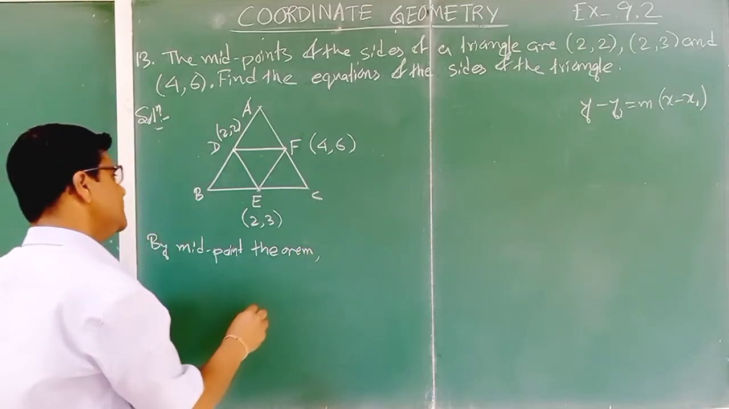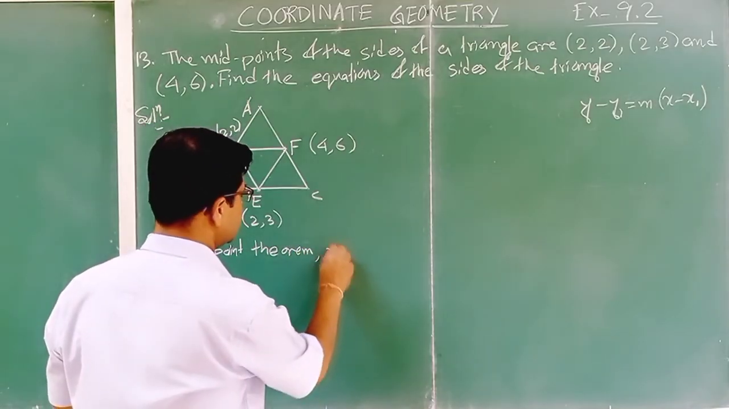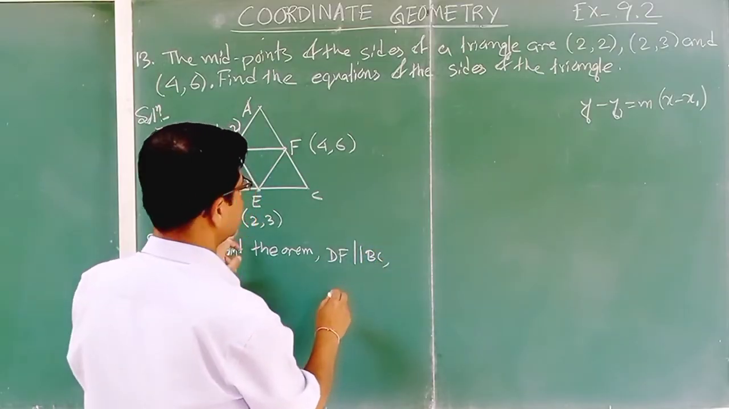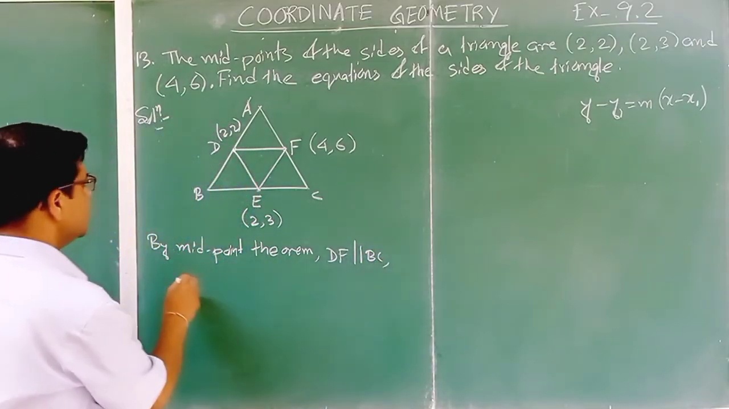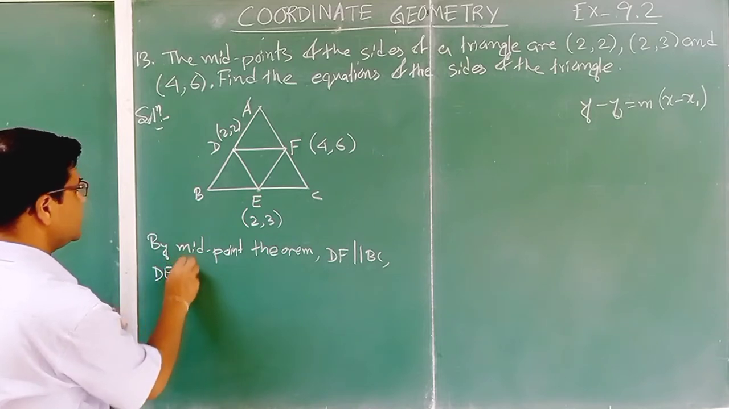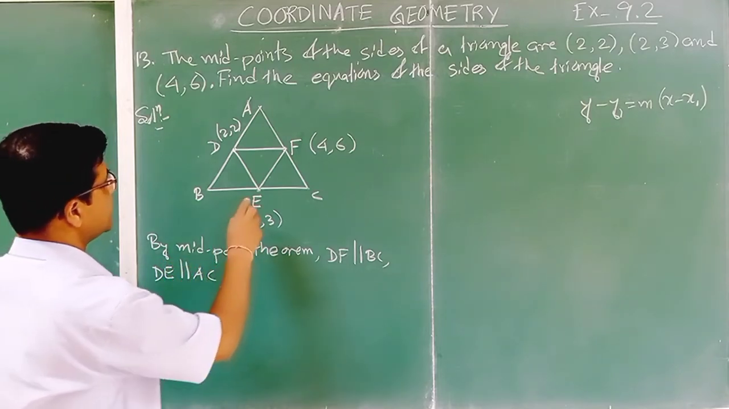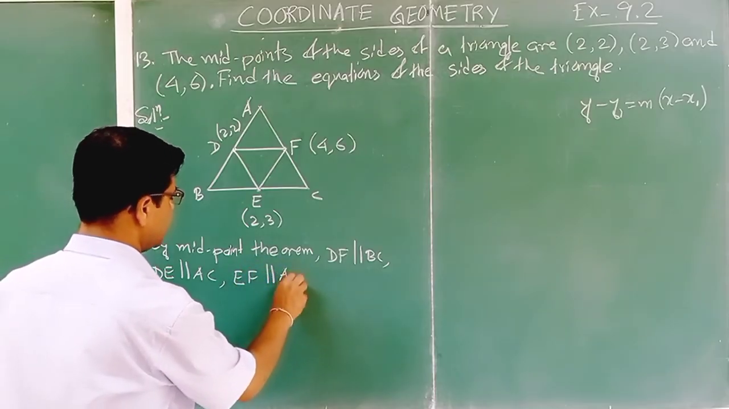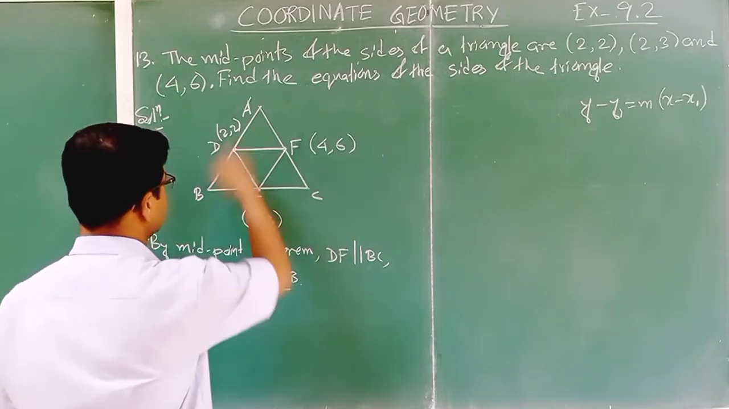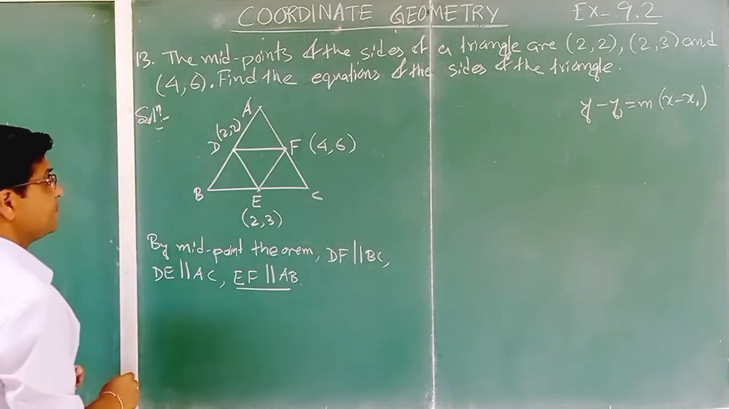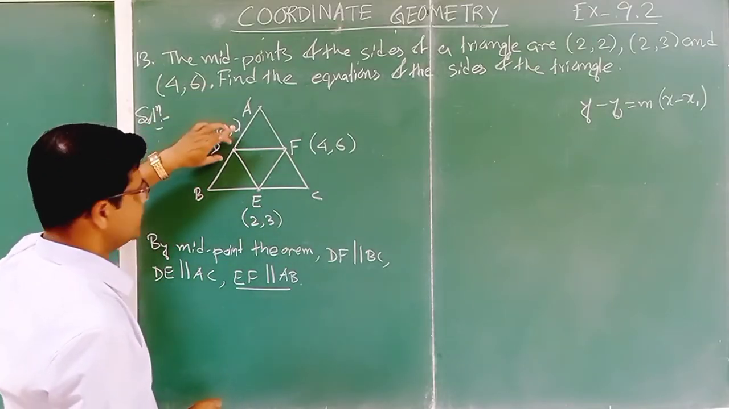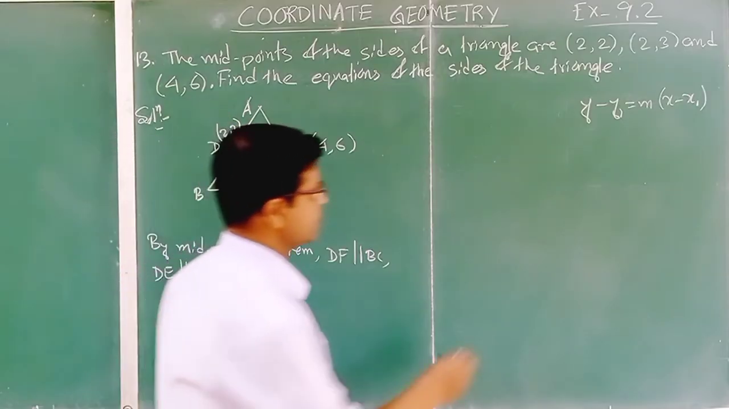By the midpoint theorem, DF is parallel to BC, DE is parallel to AC, and EF is parallel to AB. At first we shall find the equation for AB. Now, how to find the slope of this? Let us concentrate on this.